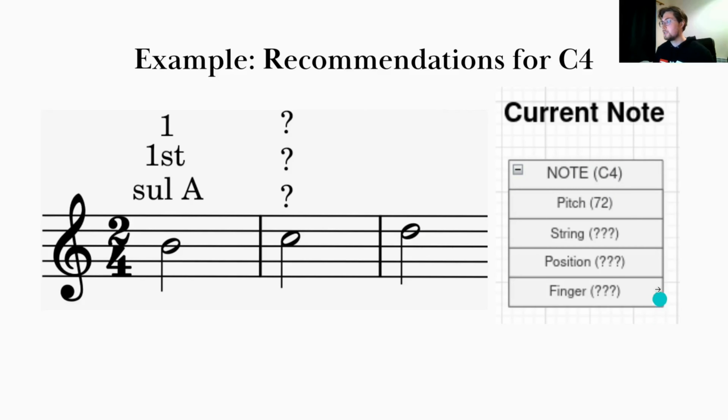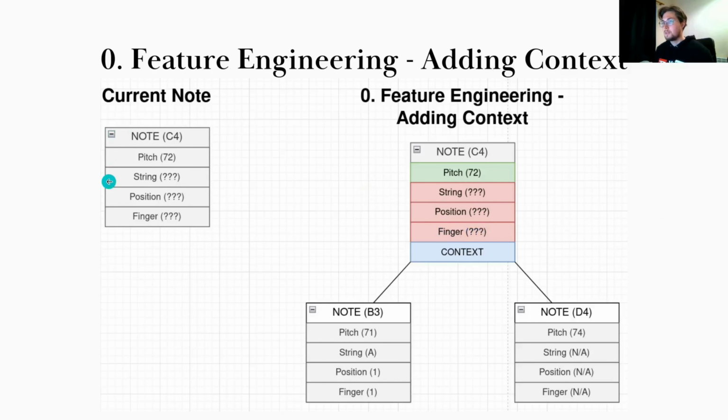Here is the representation of the note. There are 4 features: pitch, string, position, and finger. Now you can see the same information on your screens. And the initial step is a feature engineering, adding some context. So we know already about the pitch. We want to predict string, position, and, the most importantly, finger.